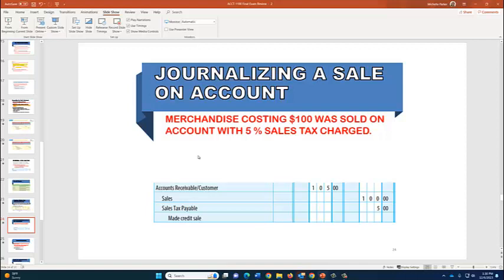We need to know how to journalize a sale on account. So if we have merchandise costing $100 sold on account with a 5% sales tax charged, then we're going to debit accounts receivable for the total of the sales and the sales tax. So 100 times 5% is $5. So 105 will be the total the customer owes us. We're going to credit sales just for the amount of the merchandise, and then credit sales tax payable for the $5 in sales tax.